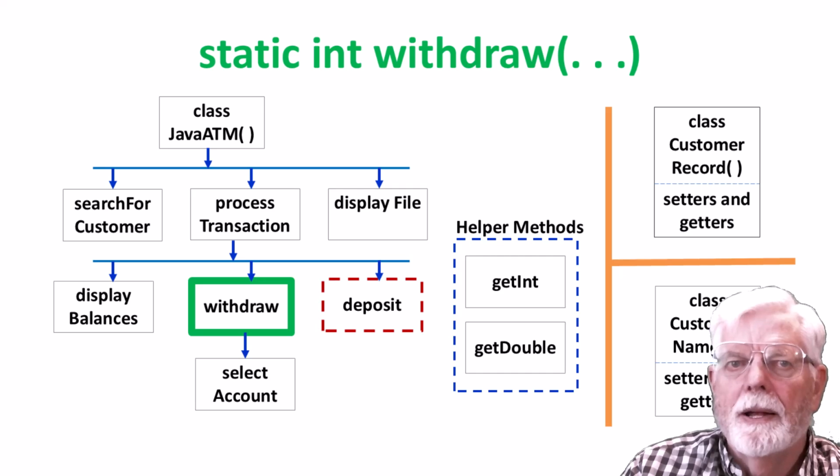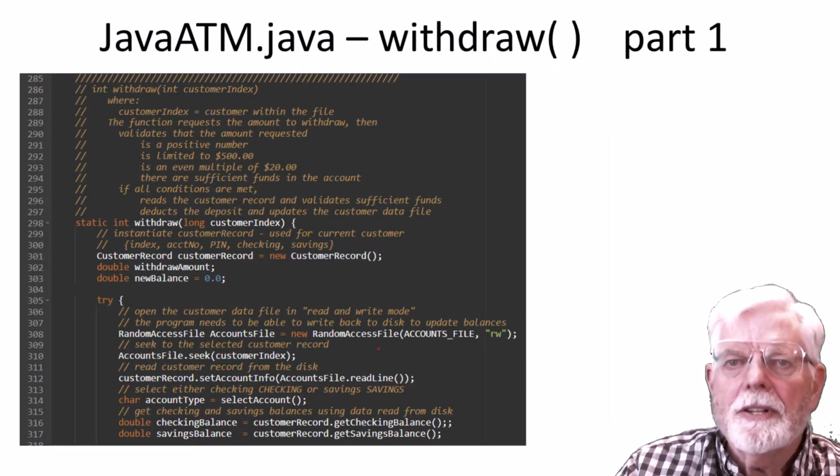The withdraw method processes a withdrawal request from either checking or savings account and updates the new balances to the disk file. The withdraw method is a little more complicated. The withdraw method starts by opening the customer accounts.txt file, seeking to the selected customer, and retrieving and displaying the selected account balances.